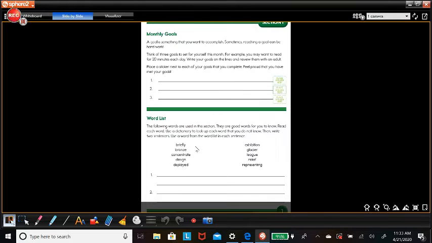Moving on to the word list. All of these words here are words that you will be reading and working with throughout section 1. So the words are briefly, bronze, concentrate, design, displayed, exhibition, glacier, league, relief, representing. So pick 2 of those words and then write one sentence with 1 word and another sentence with 1 word.